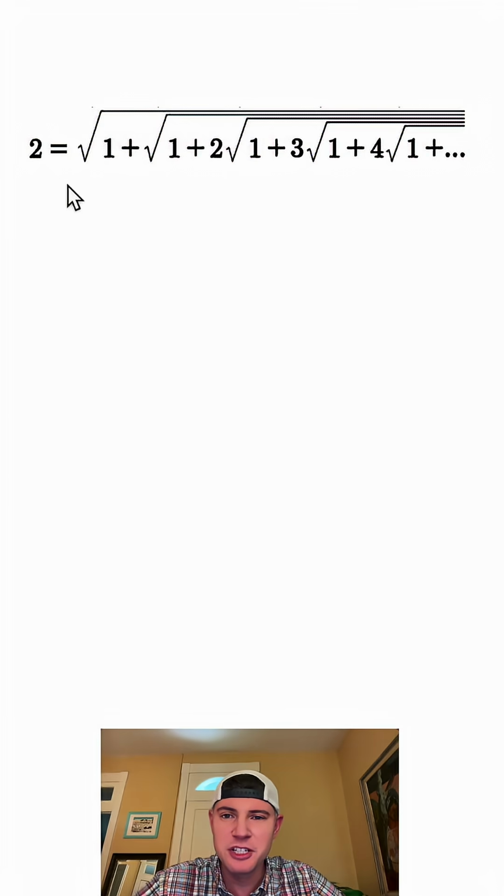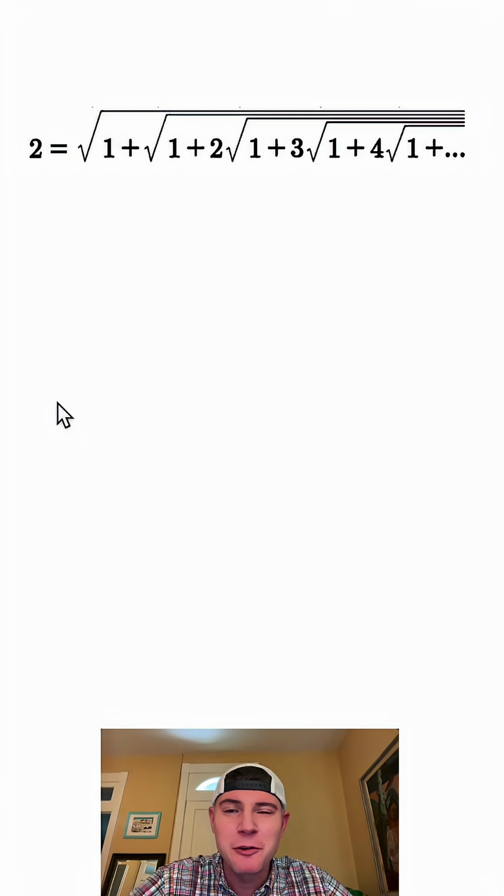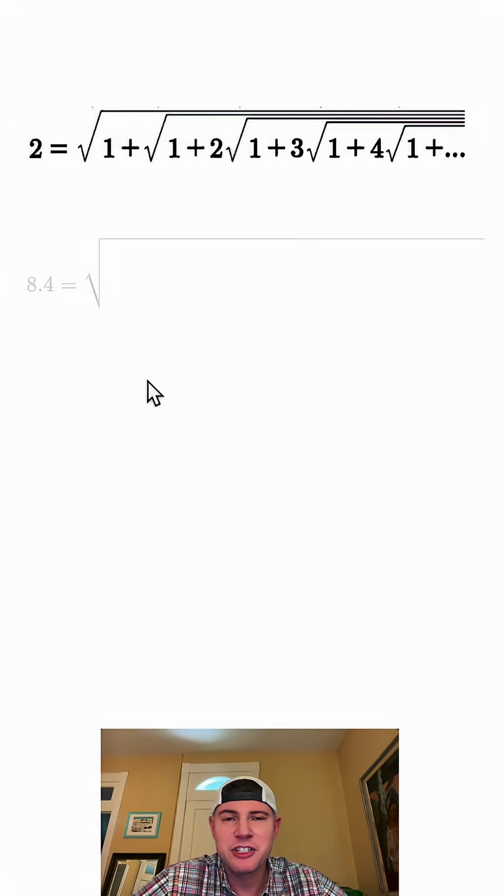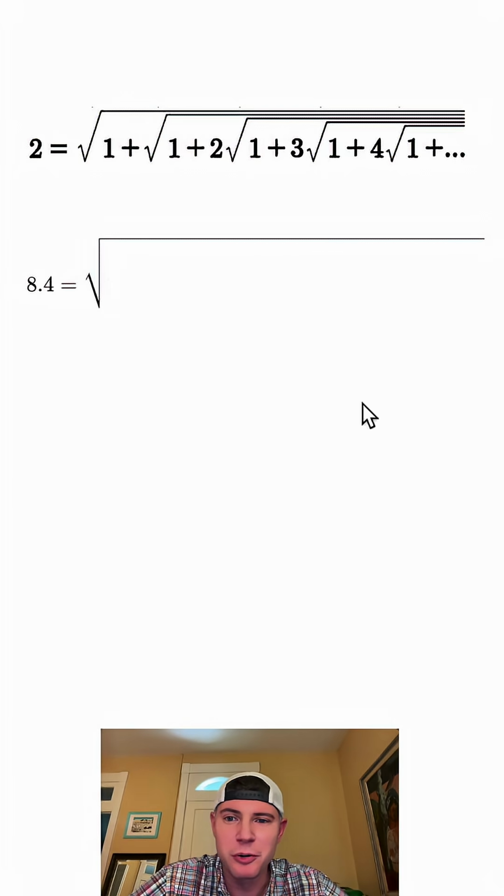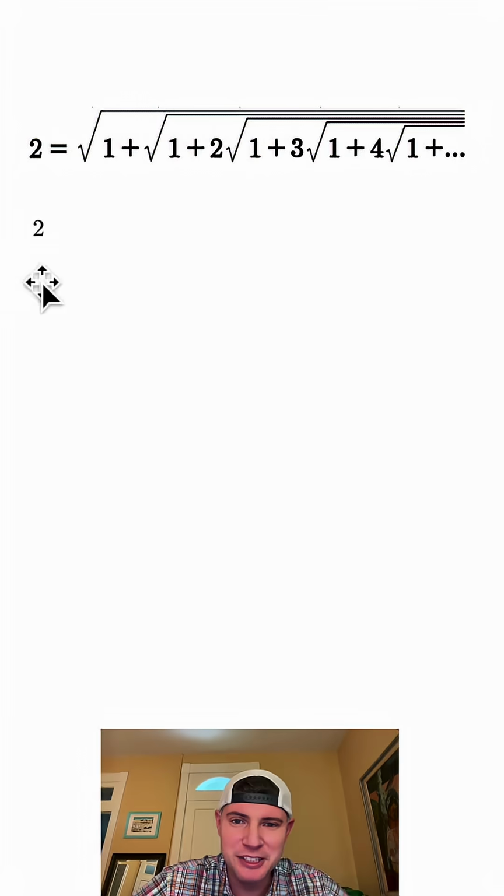Hey guys, did you know that 2 is equal to this square root with this pattern going on forever? And I'm going to show you DIY how to make your own one of these. For example, how would you find the corresponding square root for 8.4? Or any number that you want. So first let's build it out for 2.